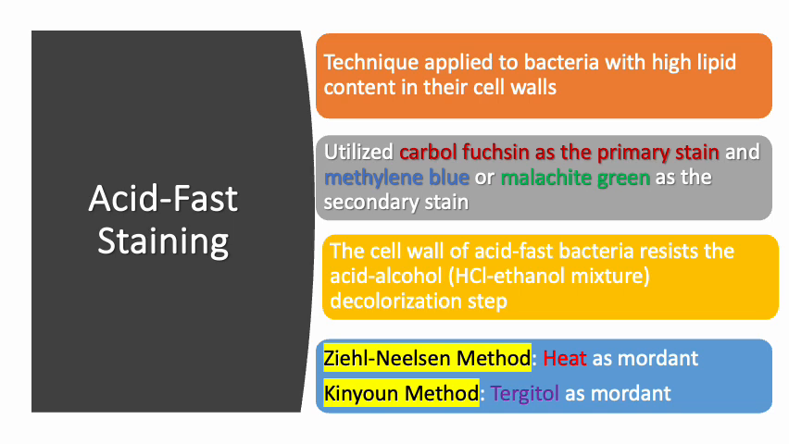Now, this technique is applied to bacteria with high lipid content in their cell wall, specifically mycolic acid. And then it utilizes three reagents: your primary stain, your decolorizer, and your secondary stain. Its method can be either a chemical or a physical method. Usually it utilizes carbol fuchsin as the primary stain and methylene blue or malachite green as the secondary stain. Now, the cell wall of acid-fast bacteria resists the acid alcohol. So we use acid alcohol for the decolorization step.